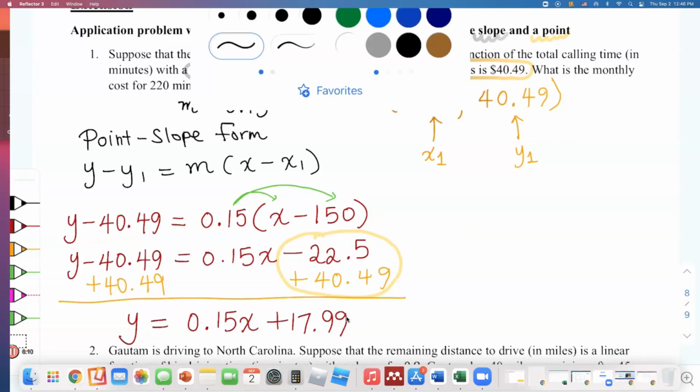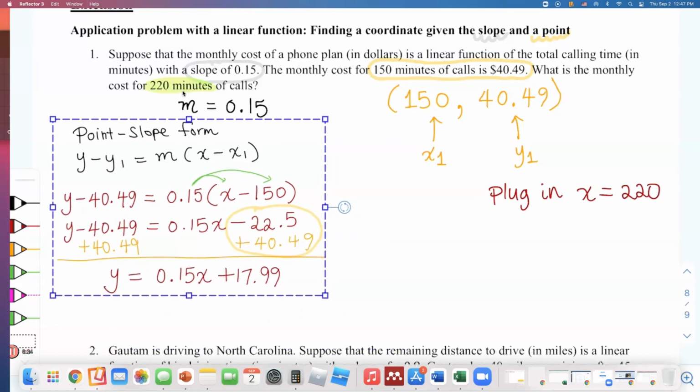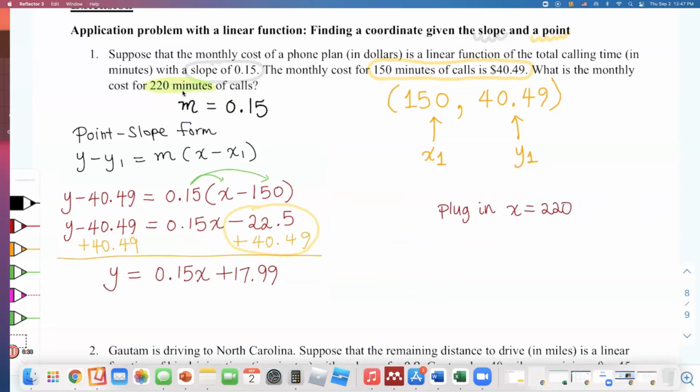question, right? They asked, what is the monthly cost for 220 minutes of call? So if I'm using 220 minutes, how much should I pay? So I'm gonna go ahead and plug in x equals 220 into my good function, okay? I'll make this a little bit smaller. I'll plug in 220 into this function.